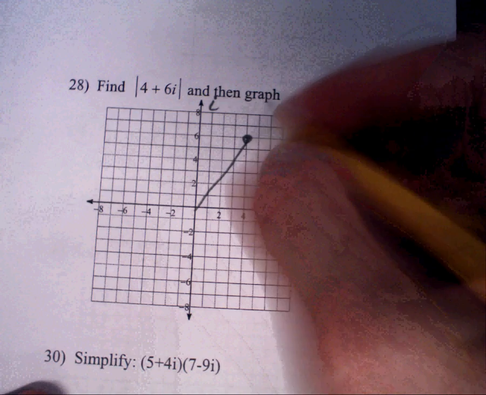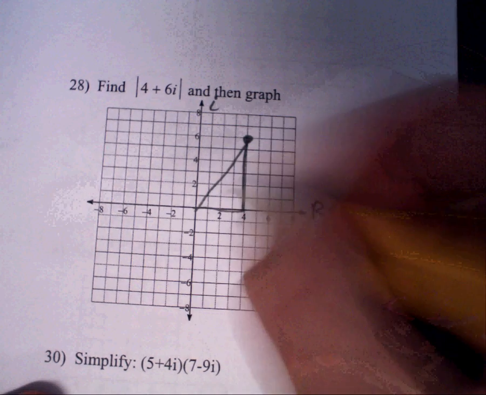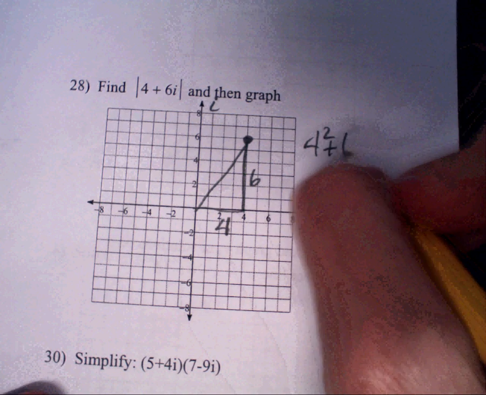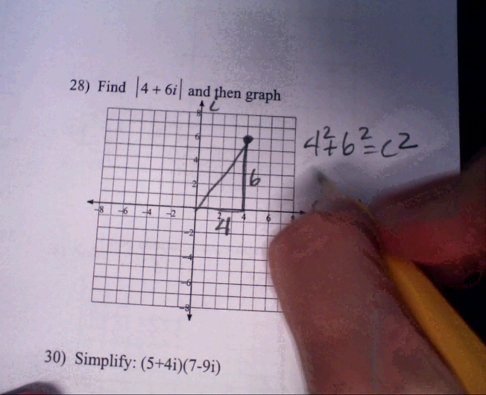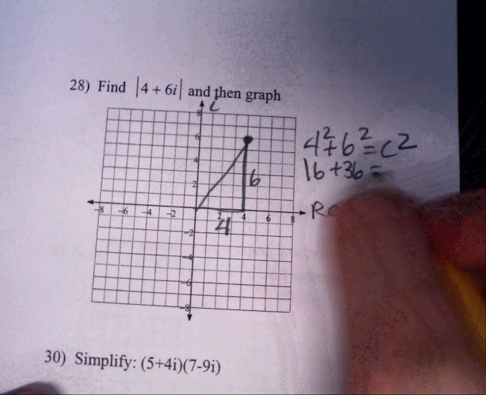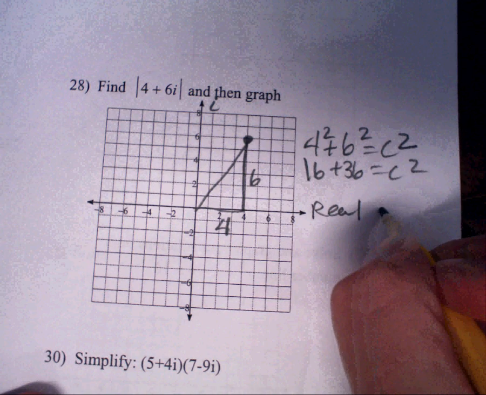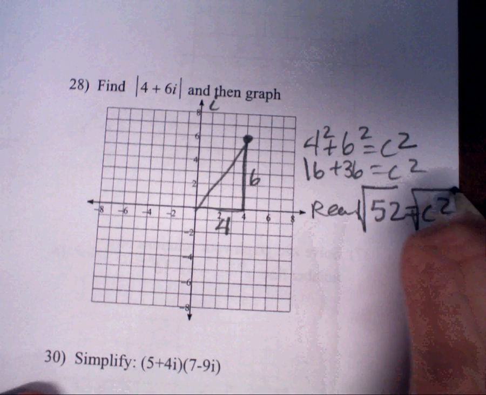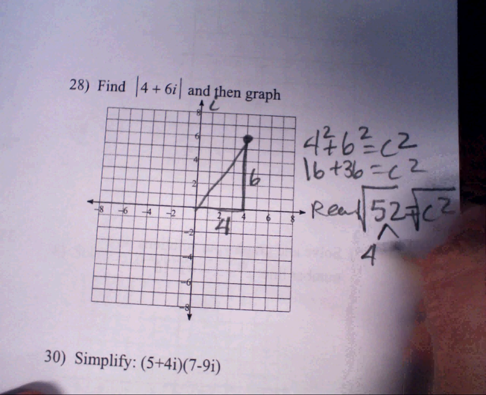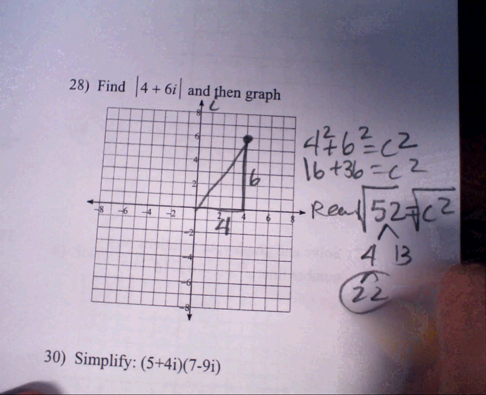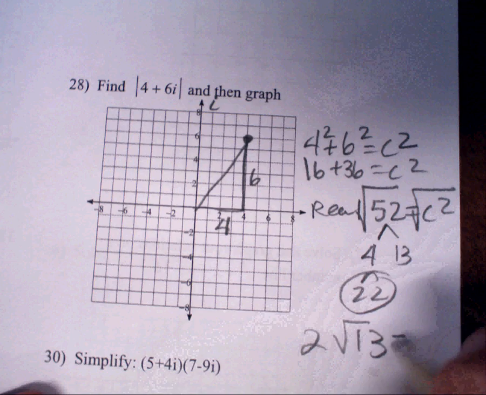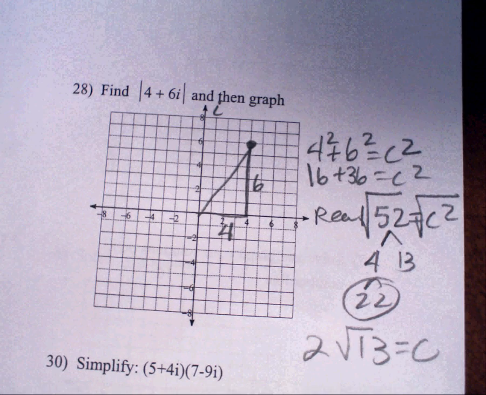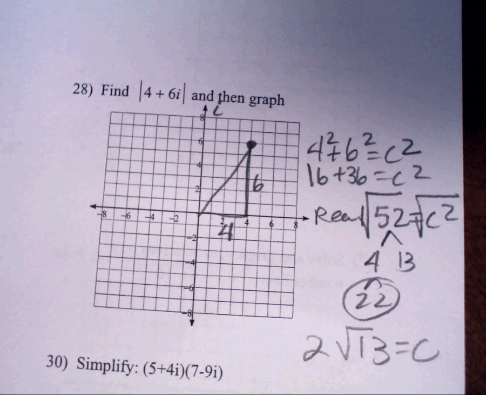So we want to know the distance. What we do is we make a little triangle here. This is 4, this is 6, and we need to know this. So 4 squared plus 6 squared equals c squared. 16 plus 36 equals c squared. 52 equals c squared. And that's 4 times 13, so 2 square root of 13. We don't put plus or minus because we're talking about a distance here, so it can't be negative.